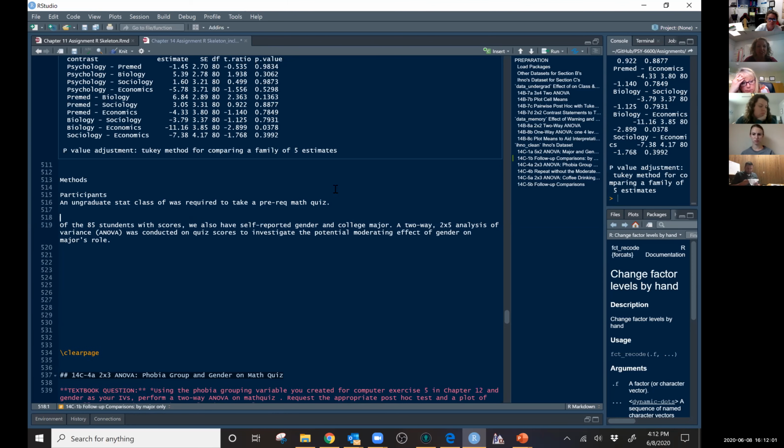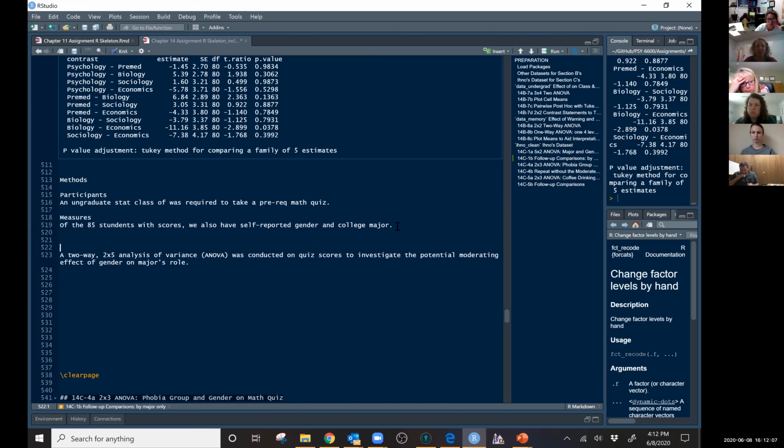And then we usually have another section for our measures. And then we have another section for our analysis. And we're kind of just mushing it all together because we're not going into a lot of depth, right? So we need to say something about participants and the measures. And there's 85. So these two are combined, because here I said we had 85 students. That usually would go in the participant section.